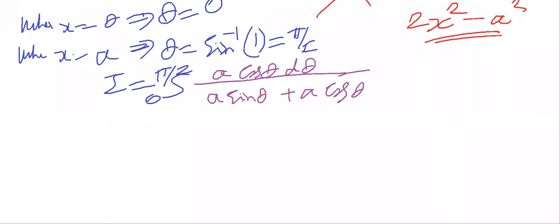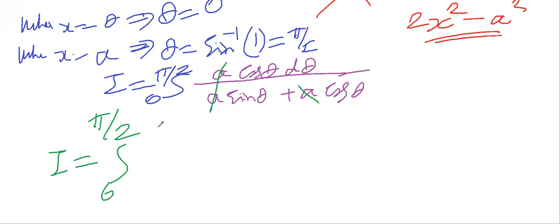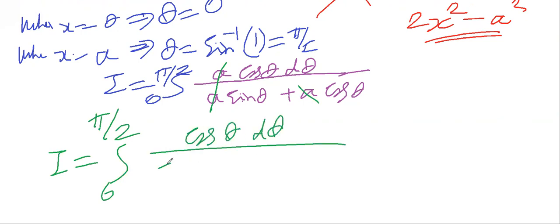Now we can divide by a and cancel all this a. And I will get I equal to the integral from 0 to pi by 2 of cos theta d theta upon sin theta plus cos theta. Okay, now what to do? Tell me.